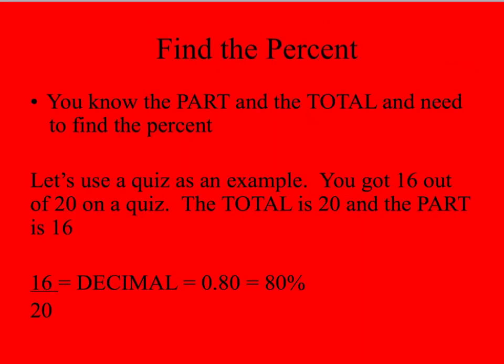Finding the percent, that's something we've done for a couple years now. Let's say you got a mark on a test, what percentage you get, and you calculate it by taking the numerator divided by the denominator. That's the part divided by the total. So let's use a quiz as an example. You got 16 out of 20. So the language I want you to start looking for is always connected to the total. The total is 20 and the part is 16. 16 over 20 gives you your decimal, which is 0.8 and is 80%. So you got 80% on the test.